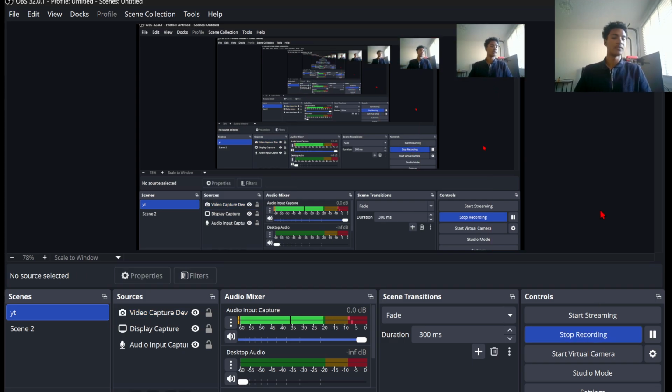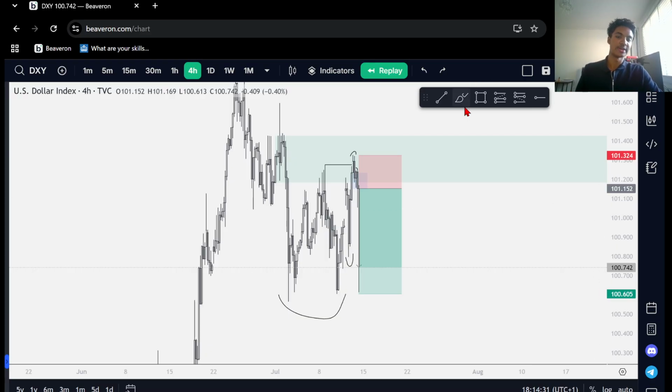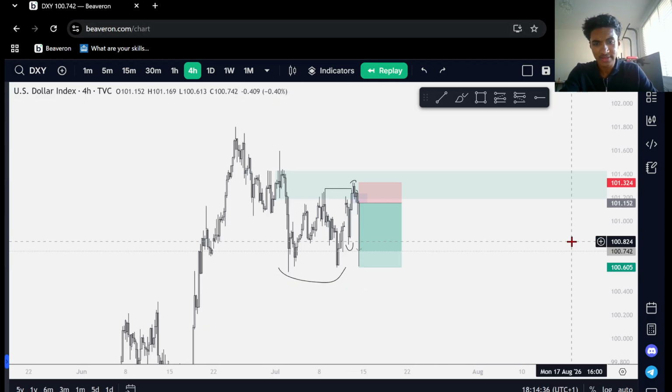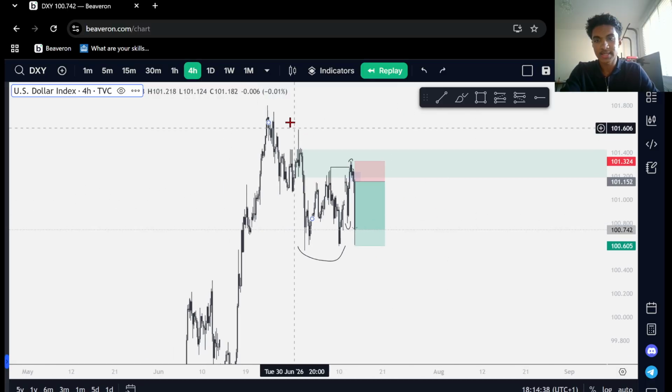Alright guys, today I'm going to be doing a video on my trade today for CPI. Very nice and simple trade. I'm going to be breaking it down on this website called Beaveron. It just allows me to use replay for TradingView. But yeah, let's just get straight into it.